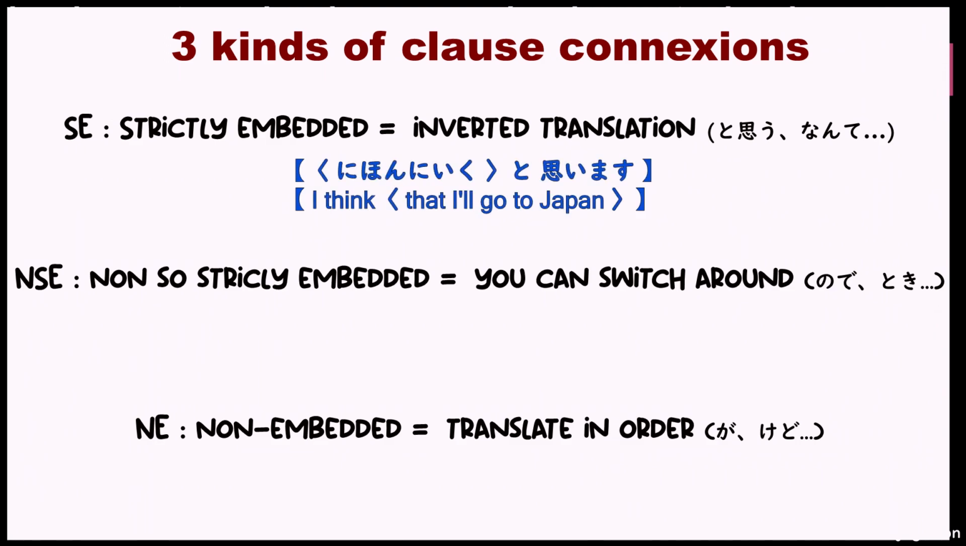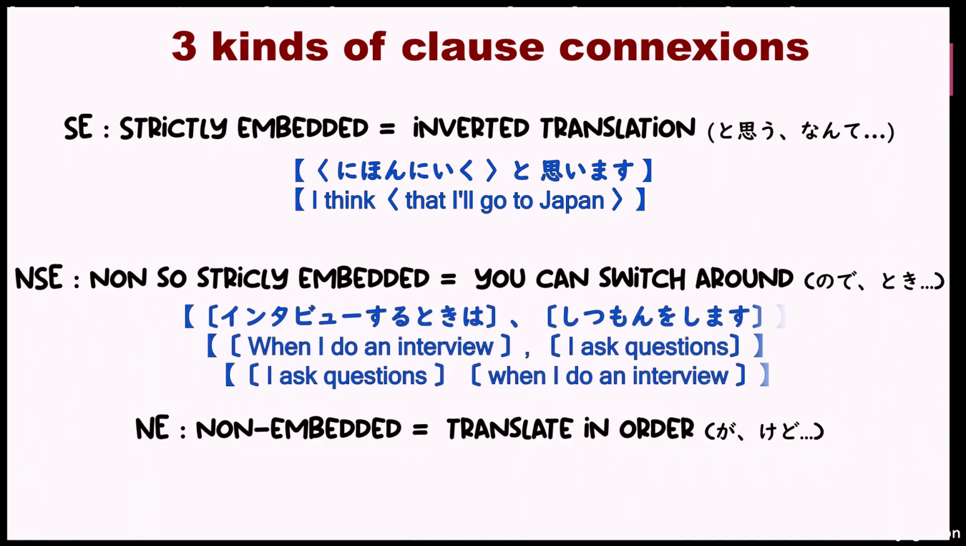日本に行くと思います。I think I will go to Japan. You see that? You have to invert the translation. You can't say, I will go to Japan, I think. It is impossible. So here it is mandatory to invert the two clauses in English. Then a not strictly embedded clause.